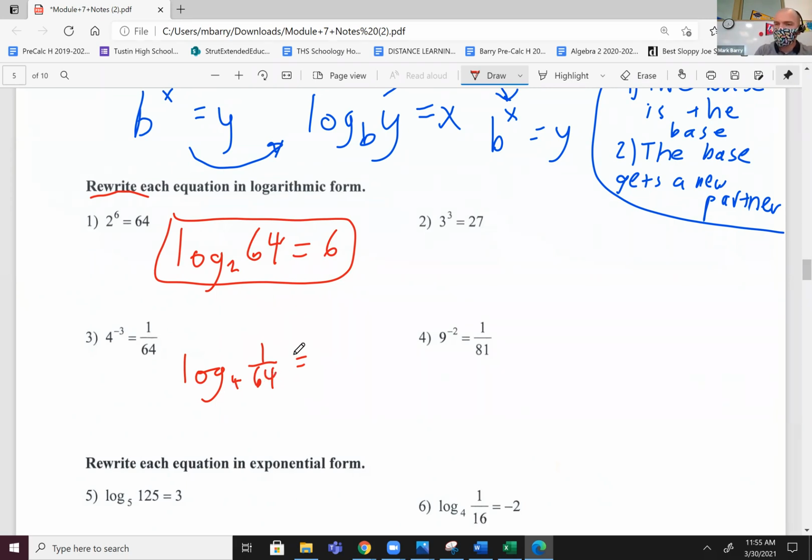Then we draw our equal sign. And then who's all by themselves now? -3 has no one to be with. So that's all alone on its own side of the equal sign. That is it. We are done. See, this is not too bad. We're just shuffling stuff around, right? And we're writing the word log. That's kind of the new thing we're introducing into it, okay?